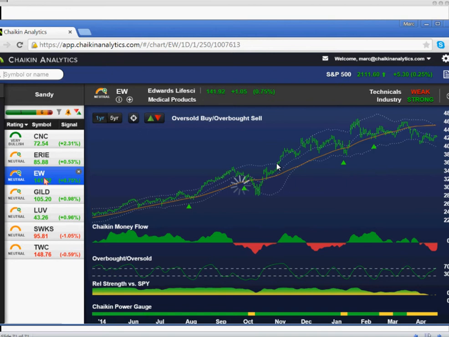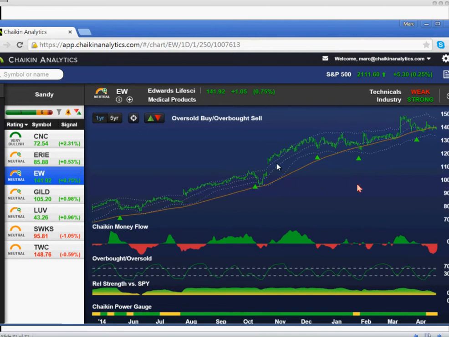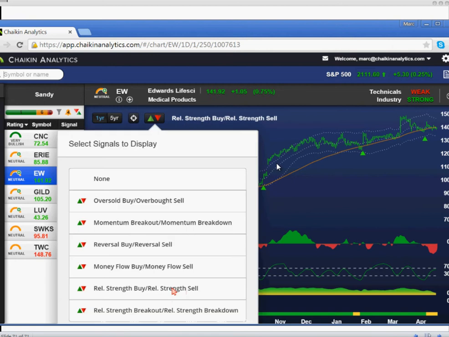Here's Edwards Life Sciences. We talked about that. We saw an example of that. This is the oversold buy signal. Here, middle of the panic, it didn't do as bad as some of the stocks did. Right here, big spike up before earnings. Another oversold buy signal, and they reported earnings after the close that were better than expected. So the stock should do well again tomorrow. And then you've got that relative strength buy signal.